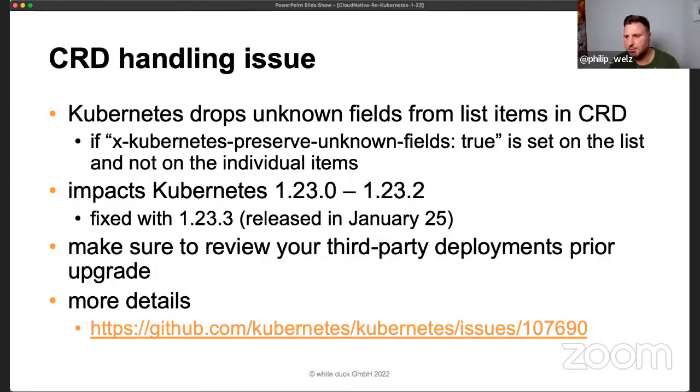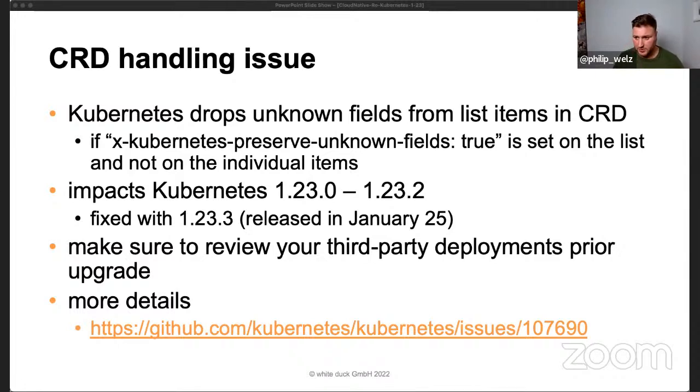Okay, this is a very specific topic, and maybe some are affected, some not. In Kubernetes 1.23.0 till 1.23.2, there was a regression where the Kubernetes API server drops unknown fields from list or array items in CRDs. So when you set x-kubernetes-preserve-unknown-fields true on the list or on the array, all these items in the array or list were dropped. So this is especially bad when you develop CRDs that need those arrays and fields.